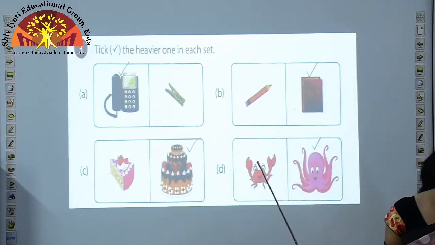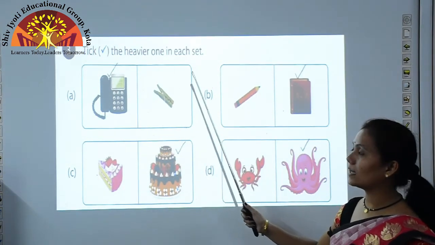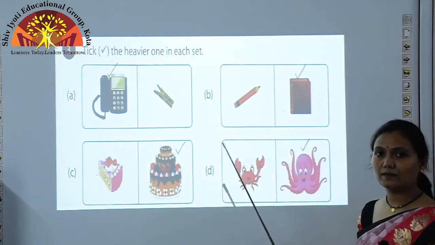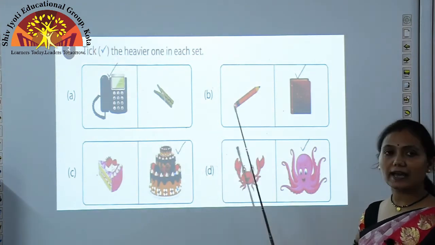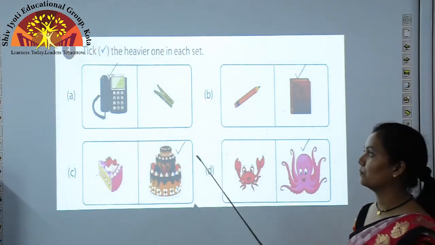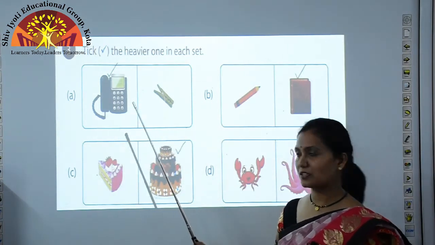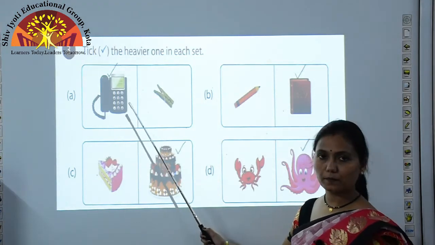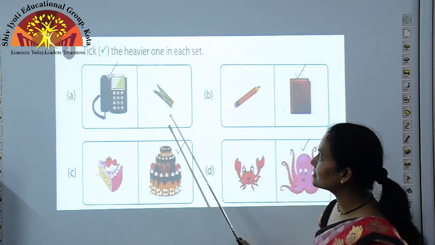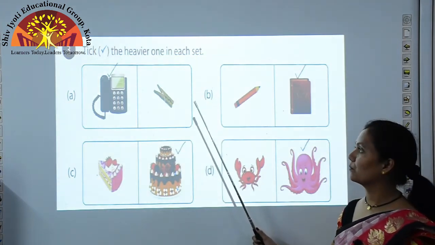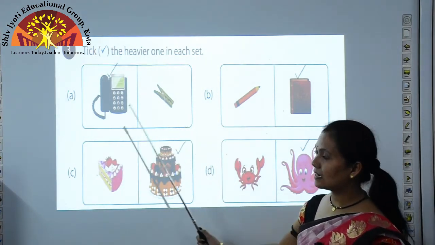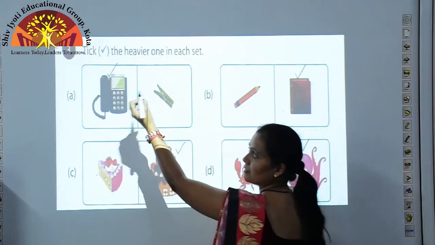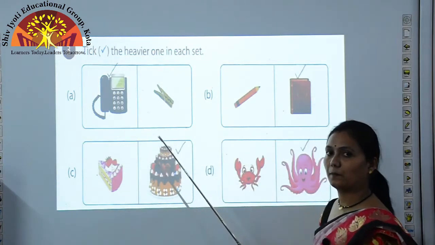Question number 3. Take the heavier one in each set. Here 4 sets are given and you have to take the heavier one from each set. So look at the picture. This is a picture of a telephone and this is a clip. Here you can see telephone is heavier than a clip. So we'll take the telephone.